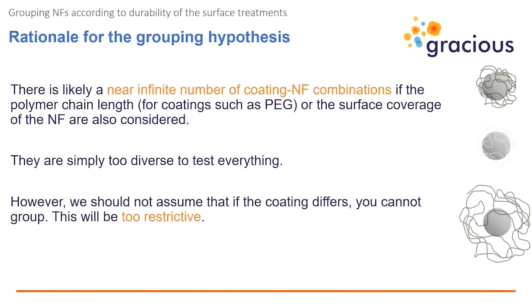Now, the rationale for this grouping hypothesis is that there are a likely near infinite number of coating nanoform combinations, especially if you take into account that you can have the same coating material if it's a polymer, but it might have different chain lengths or different surface coverage as well. Now, this means that it's simply too diverse to test every possible combination. However, we should not assume that if a coating differs between nanoforms that you cannot group, because this would be too restrictive. This is exactly the kind of case that grouping might be useful in allowing us to reduce the testing burden across different nanoforms.